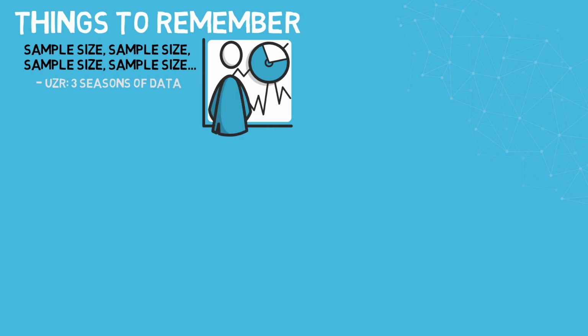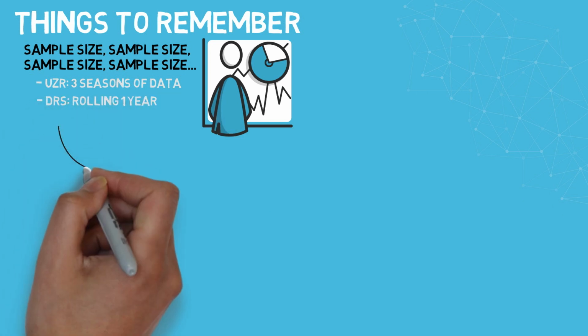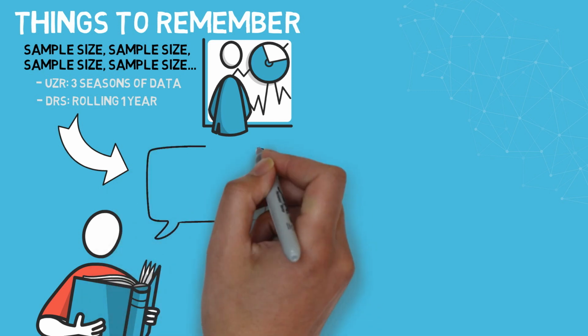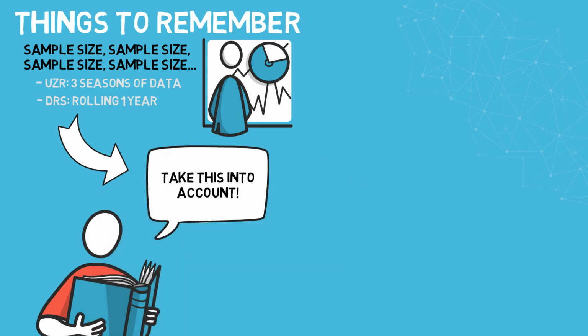UZR claims that having 3 seasons of past data allows a good enough sample size to determine how good a player really is, while DRS has a constant 1-year rolling score to combat this. So remember, when you dive into this information, take this into account.